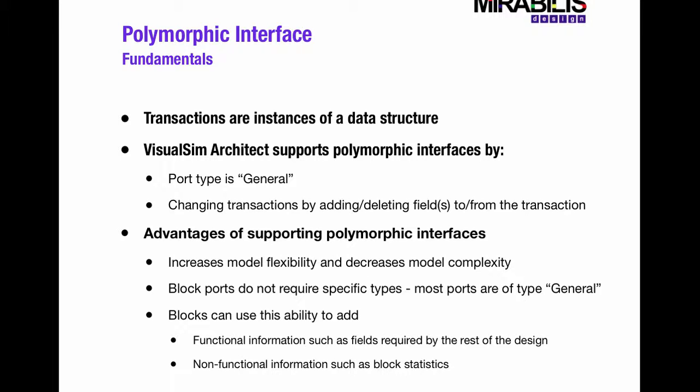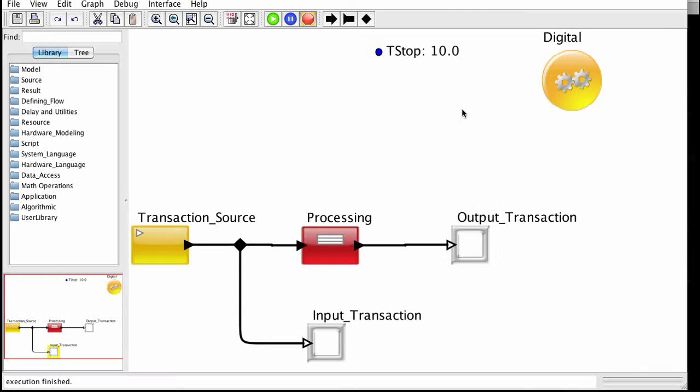by adding either functional information such as the fields needed for downstream blocks that are required by the rest of the design, or you can add non-functional information such as block statistics. And these statistics are not used by any of the other blocks but are very good ways of monitoring within any part of the design what the design is doing and how the different pieces of the design are working.